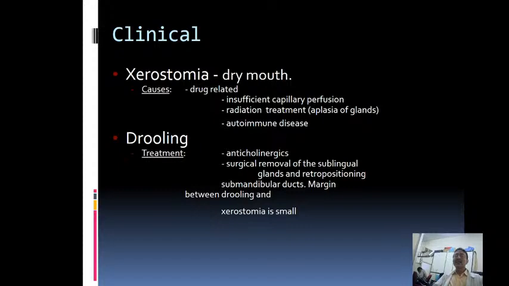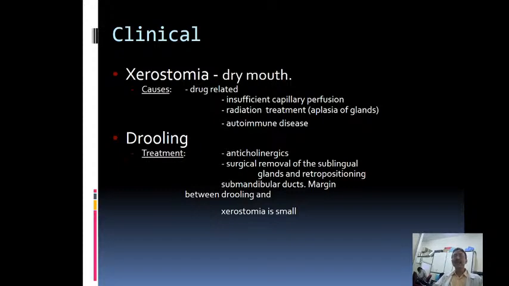This is because there can be insufficient capillary perfusion, or it can be autoimmune diseases, or some radiation treatment being given for treatment of certain cancers. So this radiation treatment or radiotherapy may result in xerostomia.